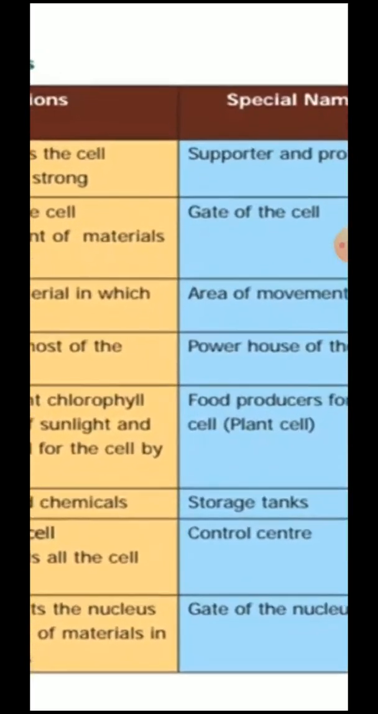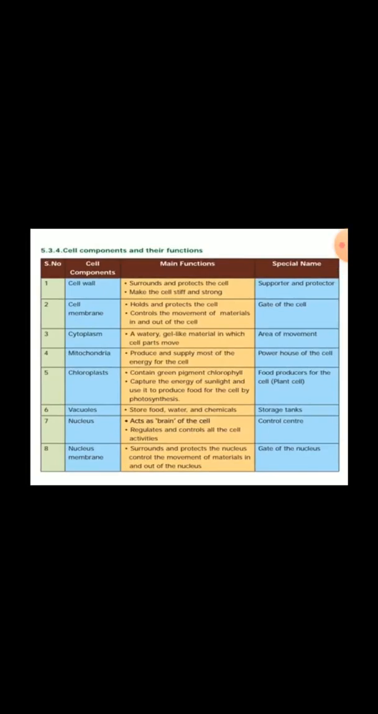Once again I repeat, children. Cell wall. Main functions are to surround and protect the cell, and make the cell stiff and strong. Special name: supporter and protector. Cell membrane. Main functions are to hold and protect the cell, and control the movement of materials in and out of the cell. Special name: gate of the cell. Next, cytoplasm. A watery gel-like material in which cell organelles move. Special name: area of movement.